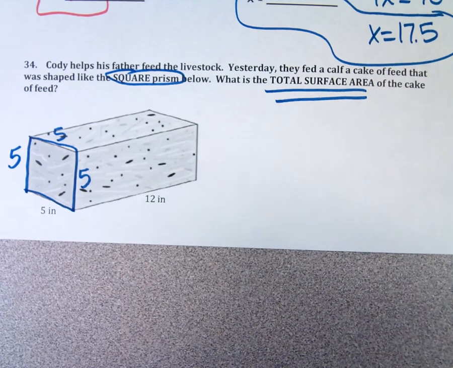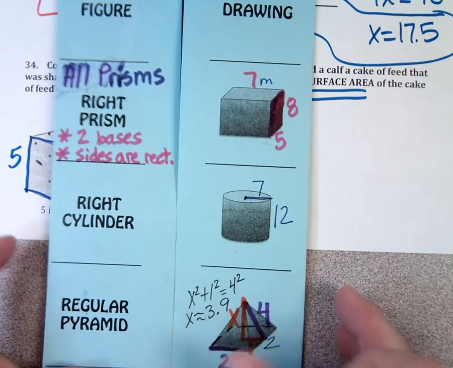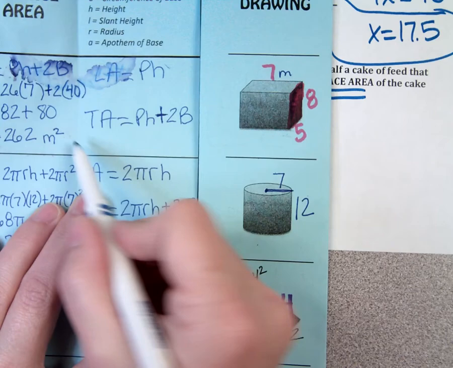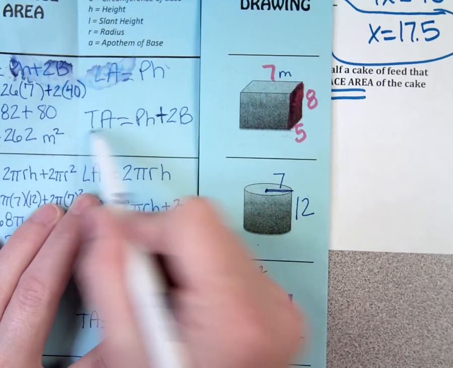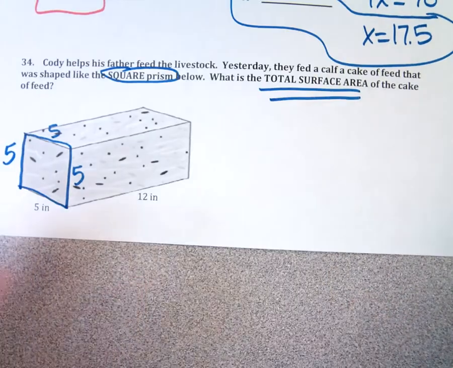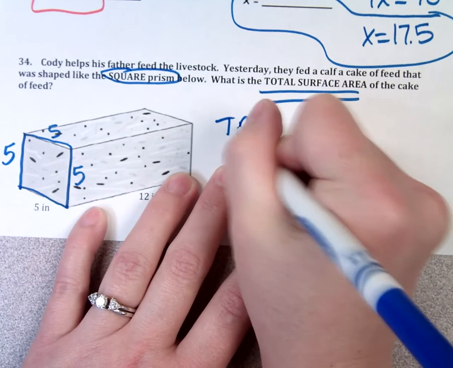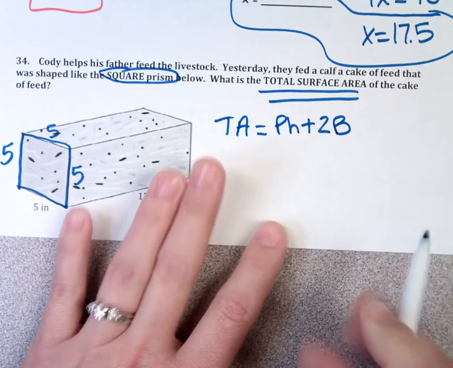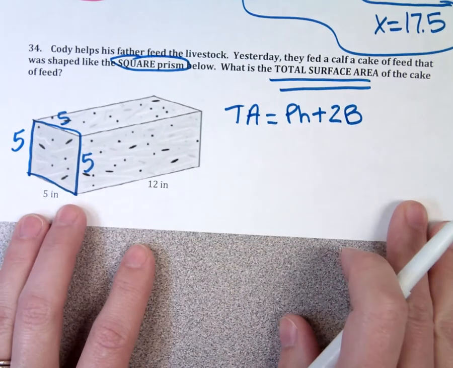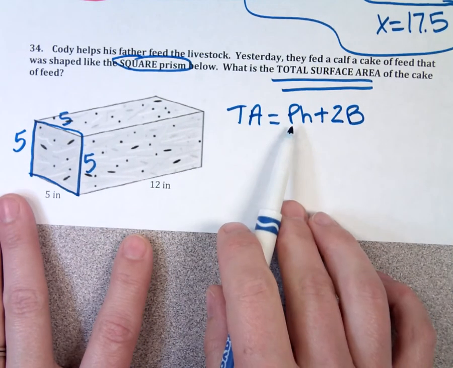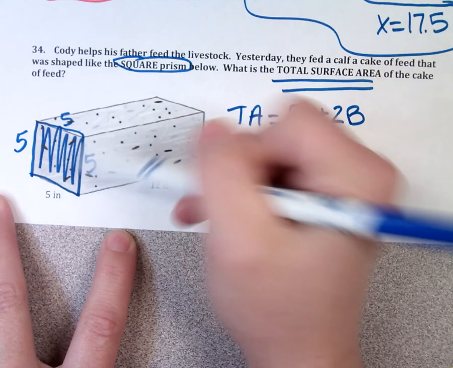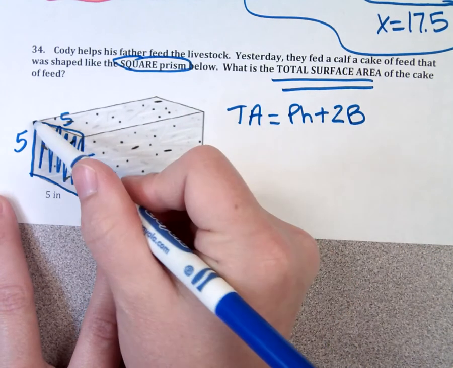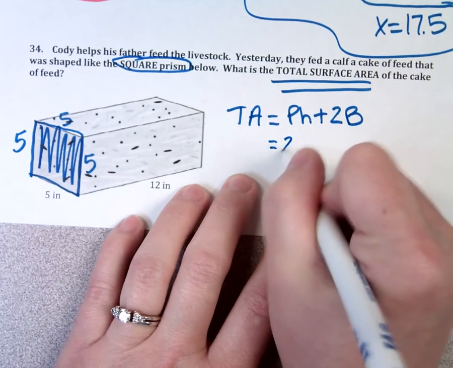Well, this is a prism, so I'm going to go to prism, and I'm going to look for the total surface area formula. Our total surface area formula is Ph plus 2B. Now, you've got these formulas also on your little formula chart we're giving you, so don't worry about that. Okay, capital P stands for perimeter of the base. So I'm going to call this guy right here the base. So what would the perimeter of this base be? 5 plus 5 plus 5 plus 5, 20.